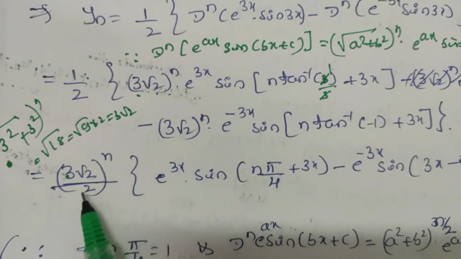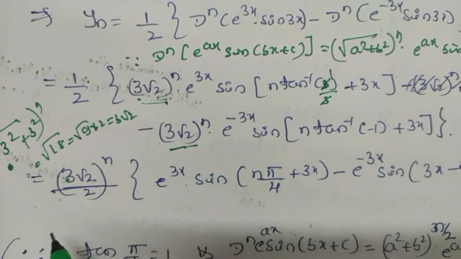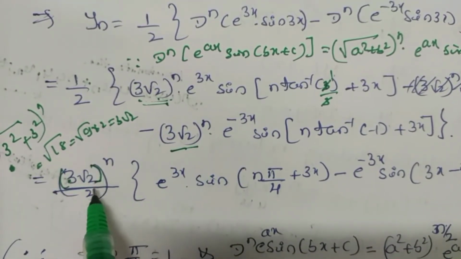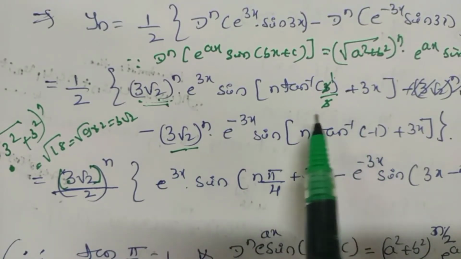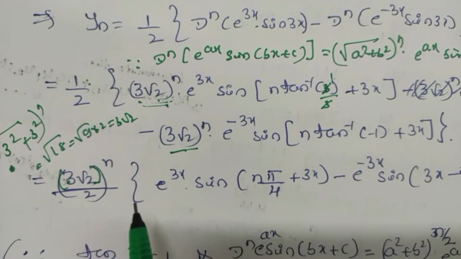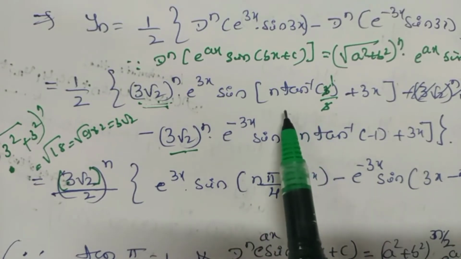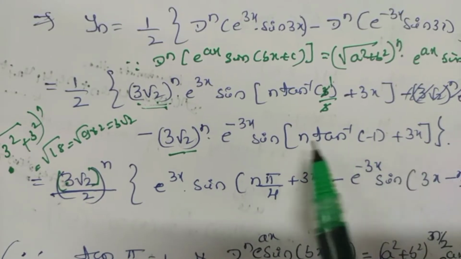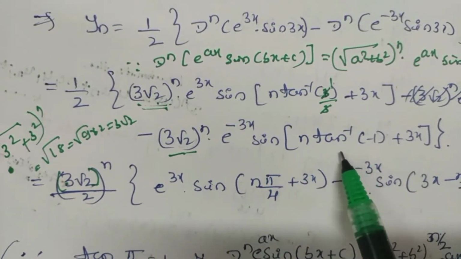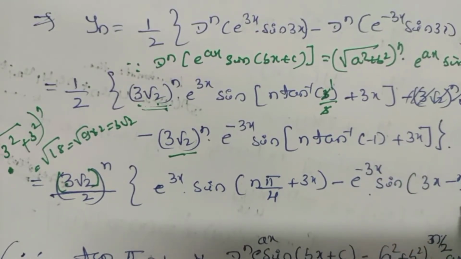So in these two, 3 root 2 whole raised to n is also the same in both, so we can take it outside here. This 3 root 2 whole raised to n is common, and this whole is divided by 2. Remaining terms: e raised to 3x sine of n, you know tan inverse 1 is pi by 4, 45 degree, plus 3x, minus e raised to minus 3x into sine. Tan inverse of minus 1 is minus pi by 4. So this 3x minus it is n pi by 4.